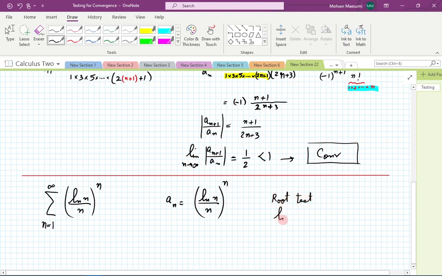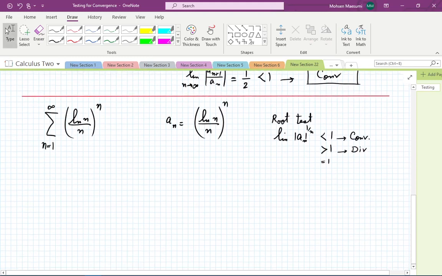The root test says that if the limit of a_n to the power of 1 over n, in absolute value, is less than 1, we are going to have convergence. If it is larger than 1, it's going to diverge, and if it is equal to 1, we have wasted our time with our test. It doesn't tell us anything. It's inconclusive.